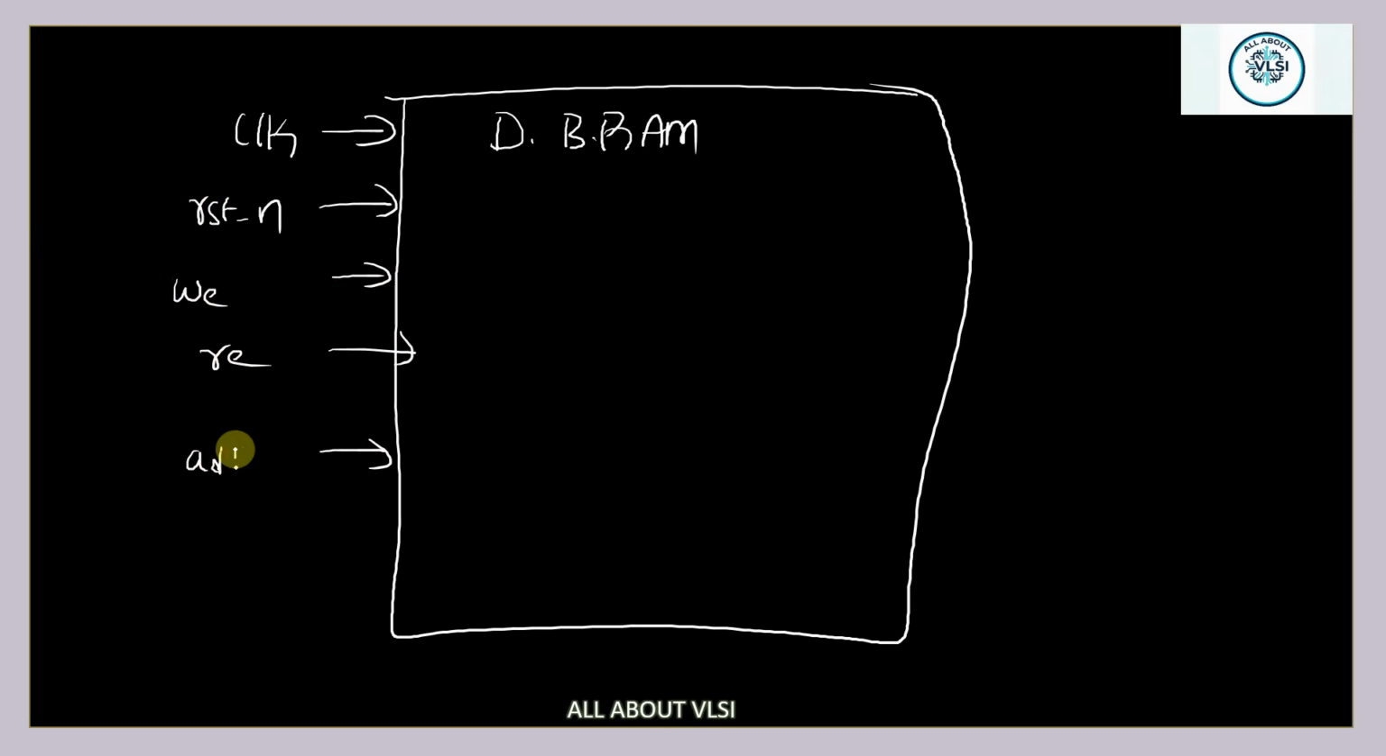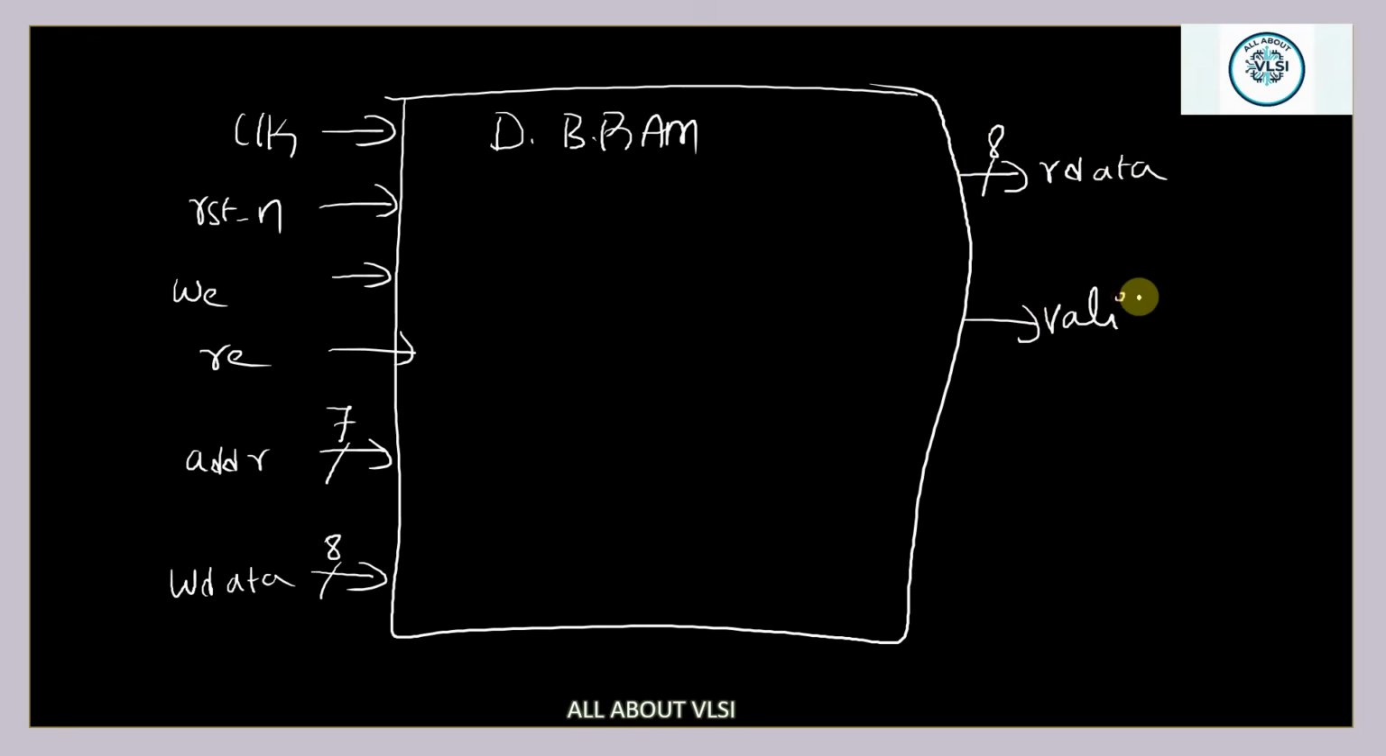This address is of 7-bit width, followed by wdata, which is of 8-bit width, and rdata, which is the output from this RAM, also of 8-bit width. We are also going to have a signal known as valid, to indicate whether the data which we want to read is valid data or not.